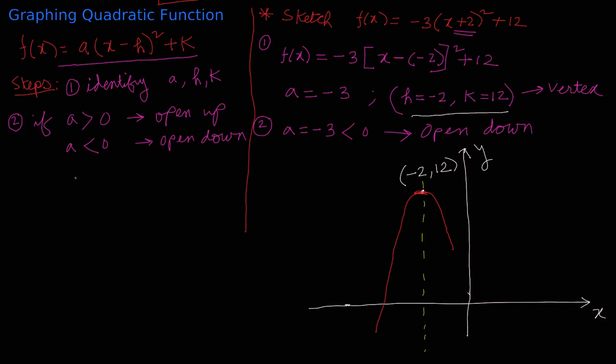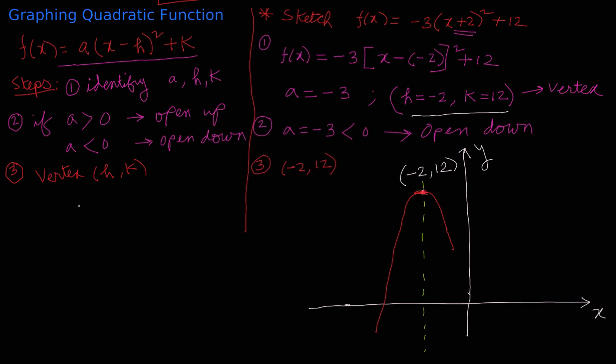Now let us see step number 3. Step number 3 is of course the vertex, and we already found it. The vertex is at (h, k), so my vertex is the point (-2, 12), which we already plotted here.